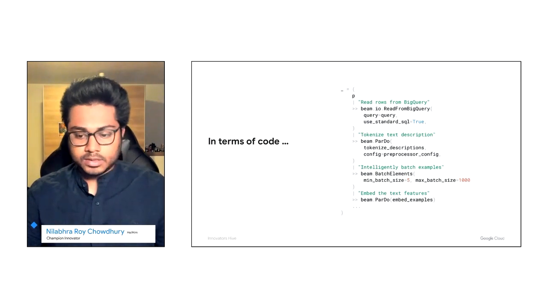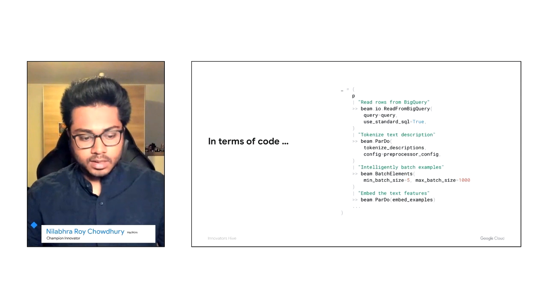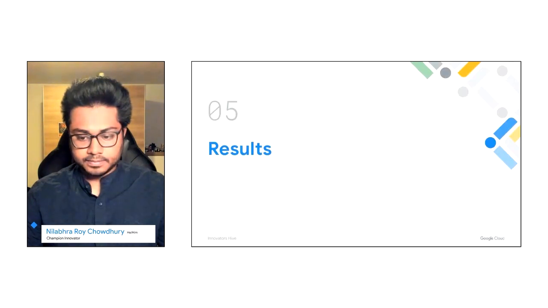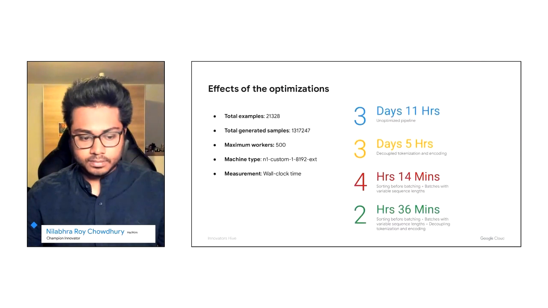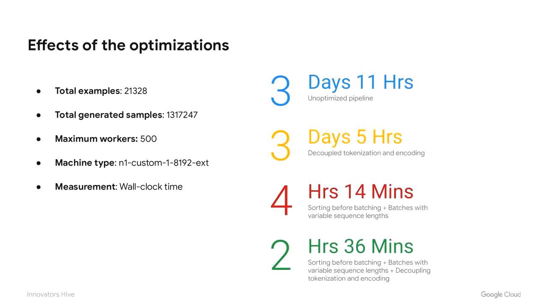So this is how it looks like in code. As you can see, we have separated the three different components of a single step, which results in much performance gains that we will be discussing in the future slides. Now let's look at the performance gains. Here, the unoptimized pipeline uses fixed length padding, and thus all sentences are padded to a length of 512. Hence, from 3 days to 11 hours, we bring down the wall clock time down to 2 hours and 36 minutes.